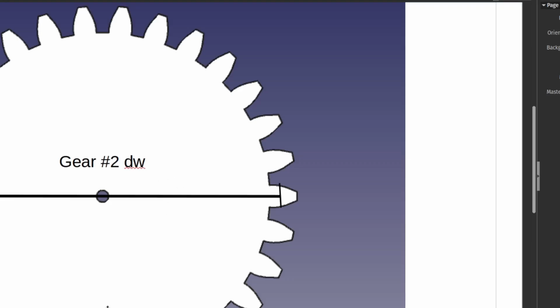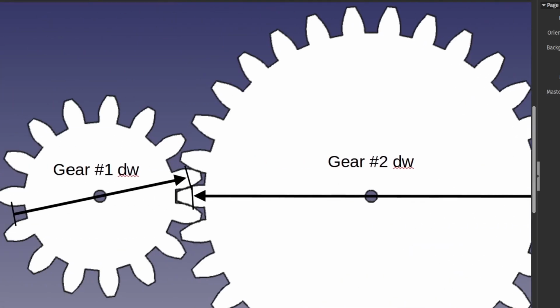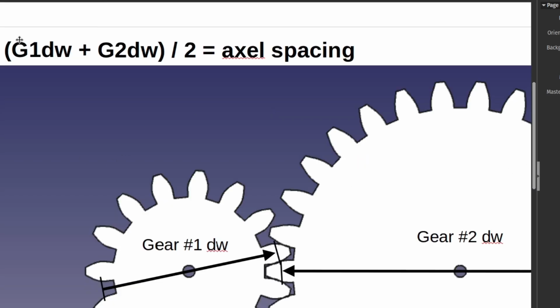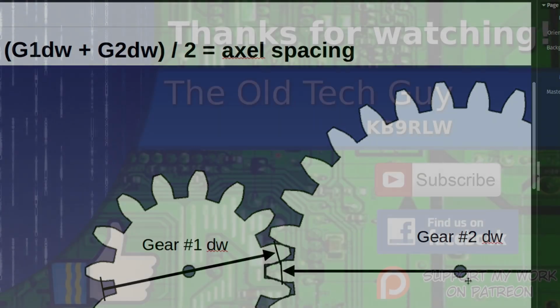Well, if we have two gears that are meshing, what we want to do is figure out, of course, the distance, the radius from the center of the gear to that value on both sides. So we will take gear 1's DW value, the reference value, and gear 2's DW value, add those together, and then divide them by 2, and that gives us the axle spacing. Just that easy. So that's all you need to do.